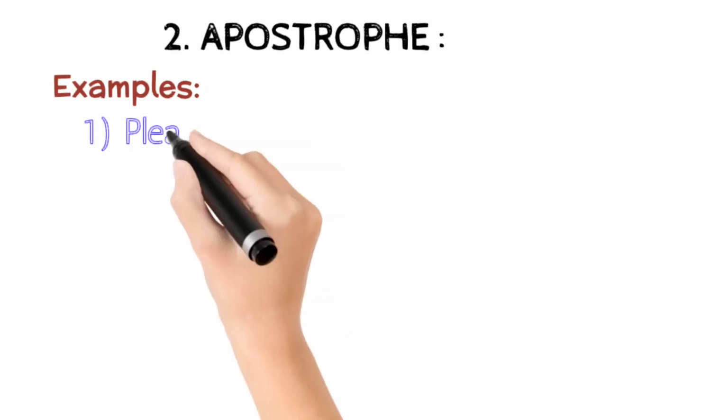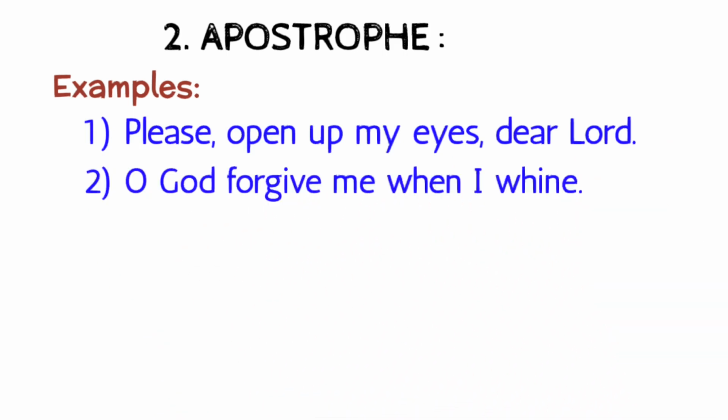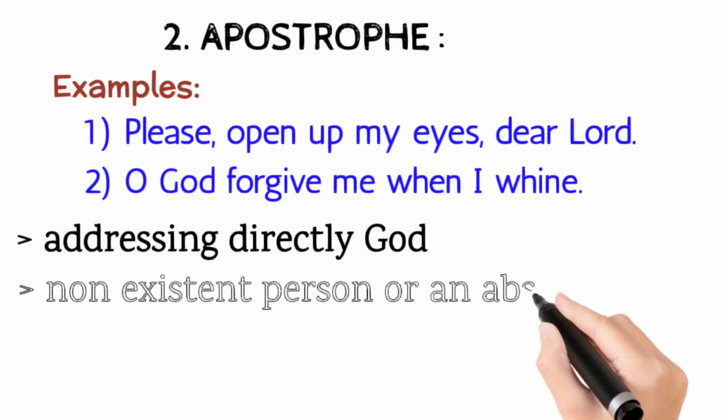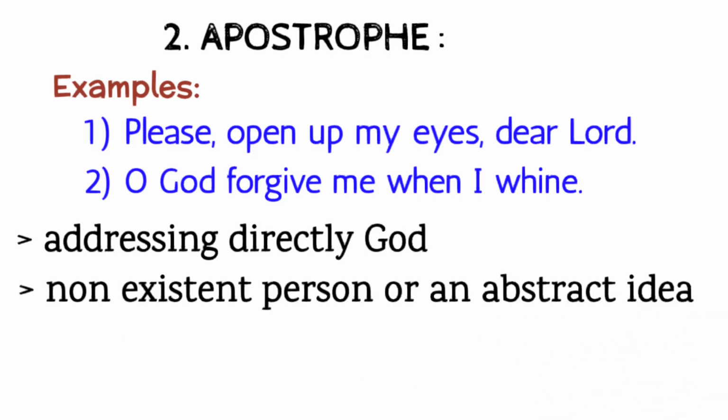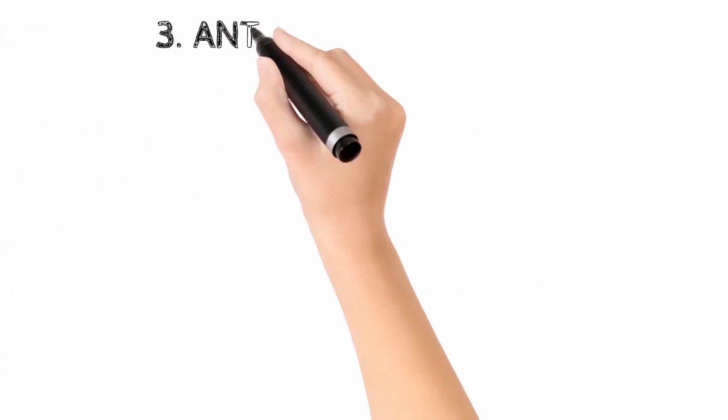To understand apostrophe, let's discuss some examples first. Please open up my eyes, dear Lord. O God, forgive me when I whine. In the above 2 examples, speakers are addressing directly God. When in literature, an arrangement of words addresses a non-existent person or an abstract idea in such a way, it is called an apostrophe. Let's see the next figure of speech, antithesis.